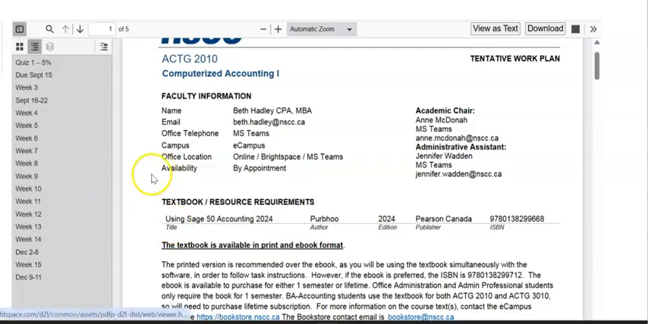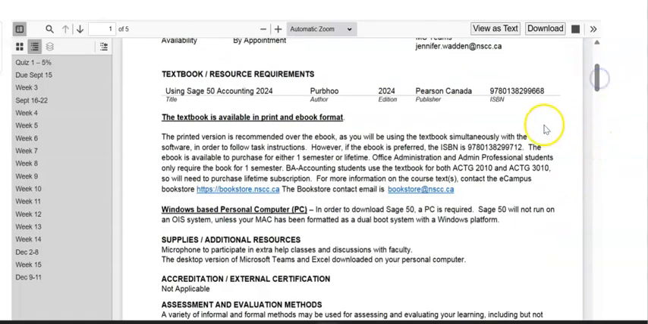So I've given you the information about the textbook in the announcement. I've also put it here in the work plan. And I've talked to you about if you are a BA student, you do need this textbook for both Accounting 2010 and 3010. So if you are getting it as an ebook, you will need it as a lifetime purchase, not just a semester. But again, I do highly recommend that you get the paper version of the textbook.